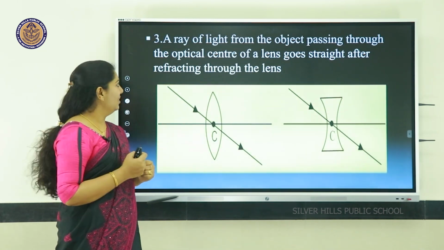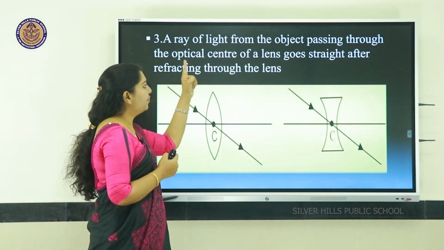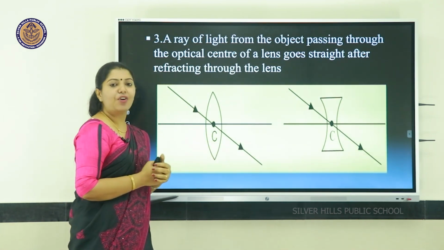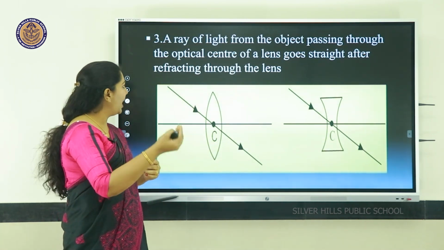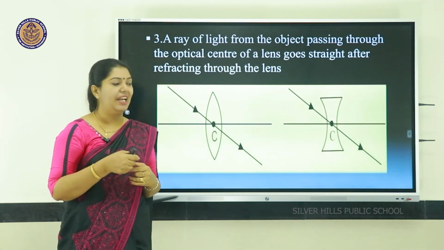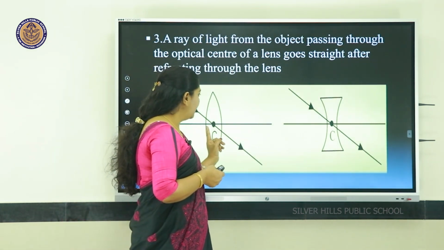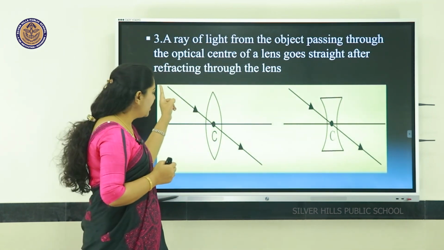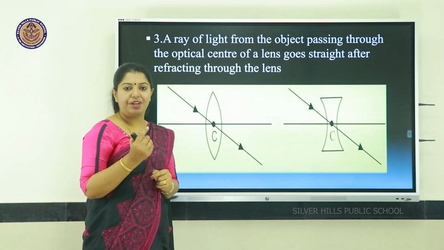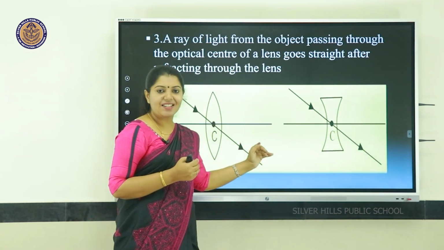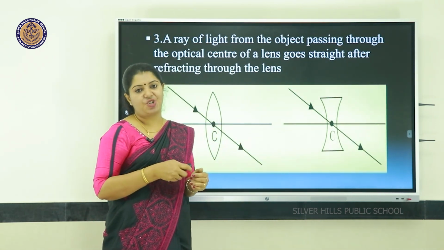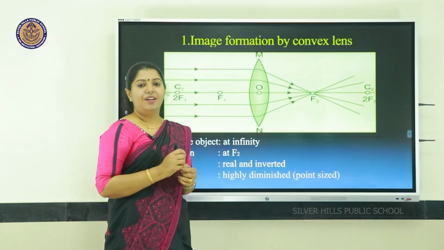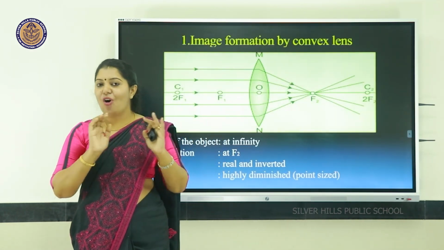The last rule: a ray of light from the object passing through the optical center of a lens goes straight after refracting through the lens. Consider convex lens and concave lens. Any ray which is passing through the optic center refracts without any deviation, along its same line. So, we have studied all the rules.